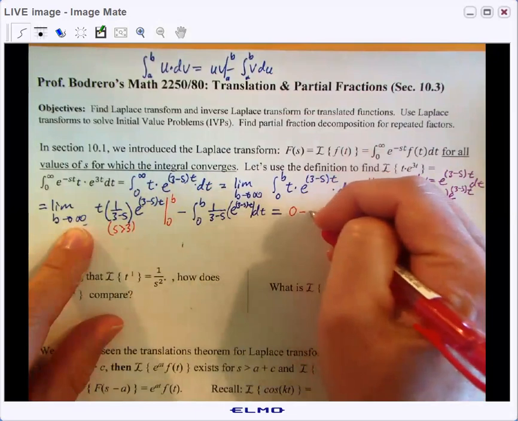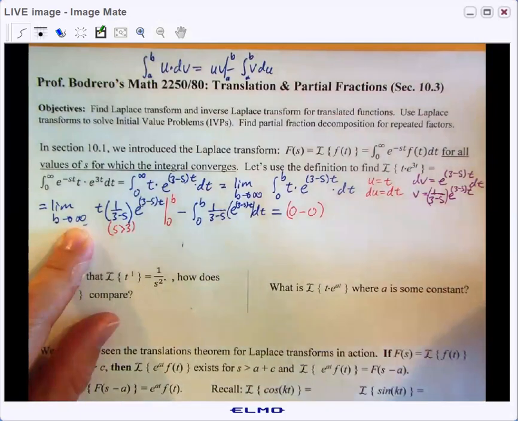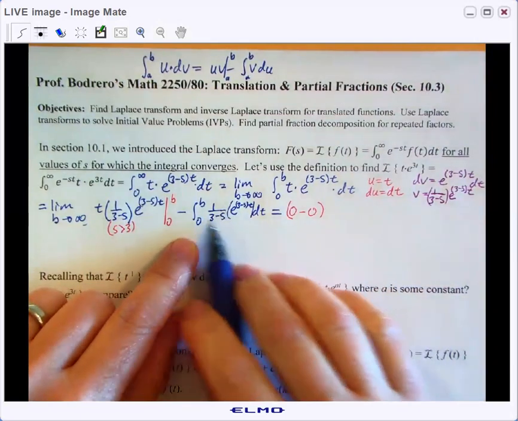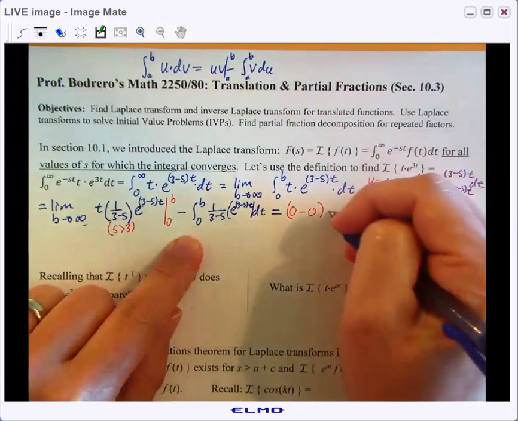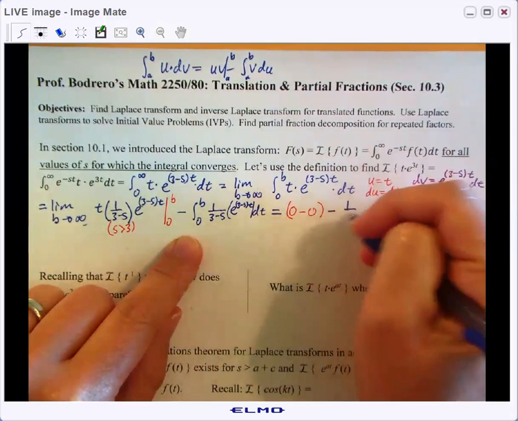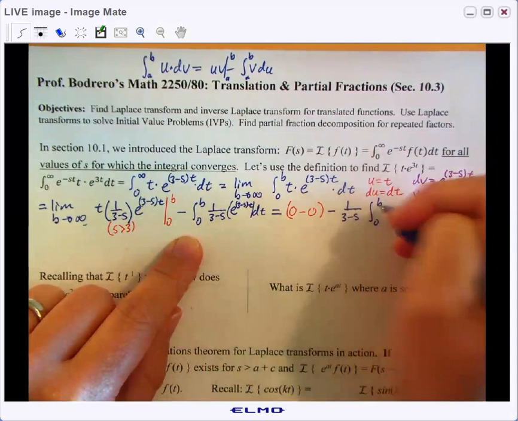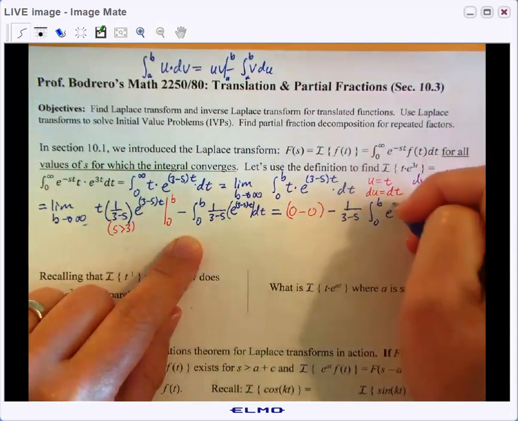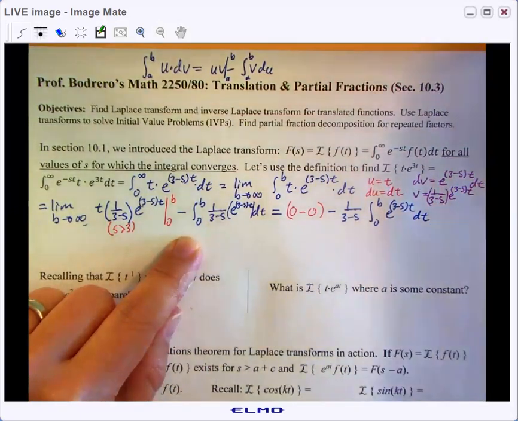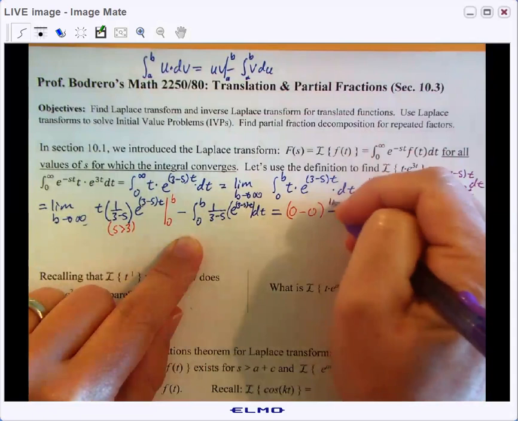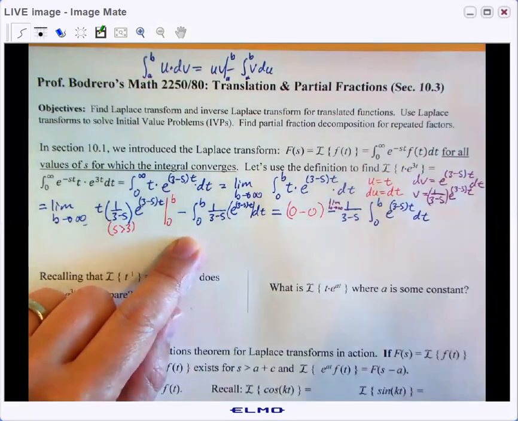So we'll get 0 minus 0 for the first part here. So it really works out to just what's going to happen with this second part. Let me go ahead and do this: minus 1 over (3 minus s) times the integral from 0 to b of e to the (3 minus s)t dt. Oh, and I've got to be careful, I'm still doing the limit as b approaches infinity. I'll weasel that in there really tiny, but it's there.